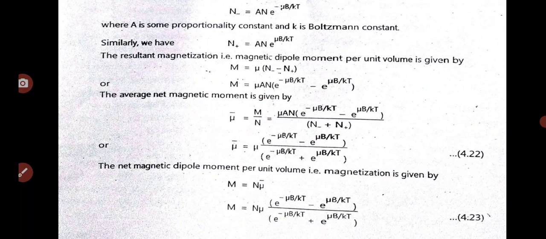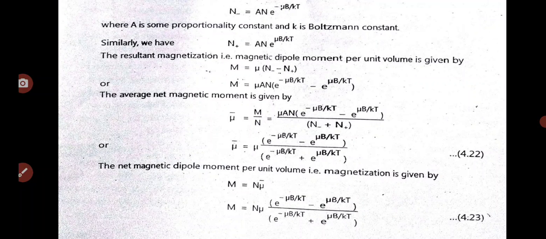If we calculate the average net magnetic moment, it is given by the formula mu bar equal to M by N, where M is calculated from the above formula: mu A N into e to the power minus mu B by kT minus e to the power mu B by kT, and the denominator is N minus plus N plus, which from the above calculation is A N into e to the power minus mu B by kT plus A N into e to the power mu B by kT.